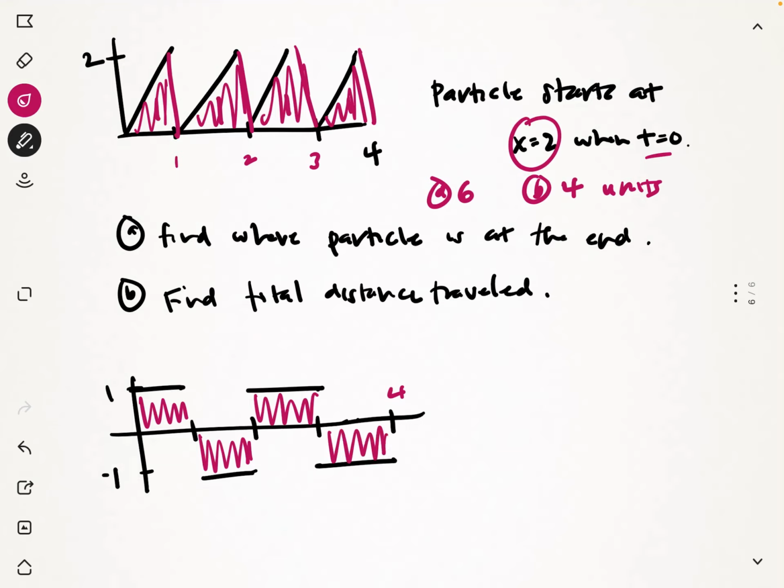Notice in this case though, it did travel 4 total units, which is part B. But because it went to the right 1 unit, then went back to the left 1 unit, then went back to the right 1 unit, and went back to the left 1 unit, we ended up where we started. So that would be at 2.